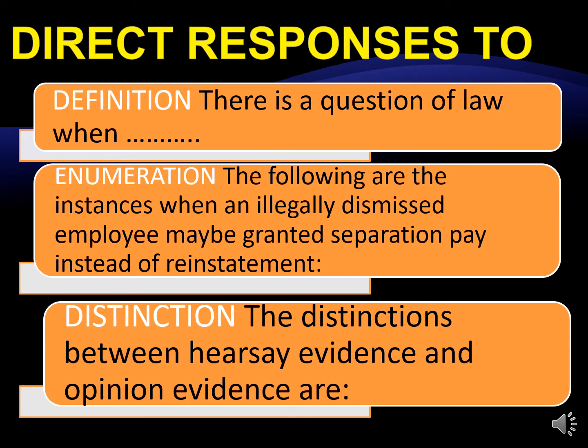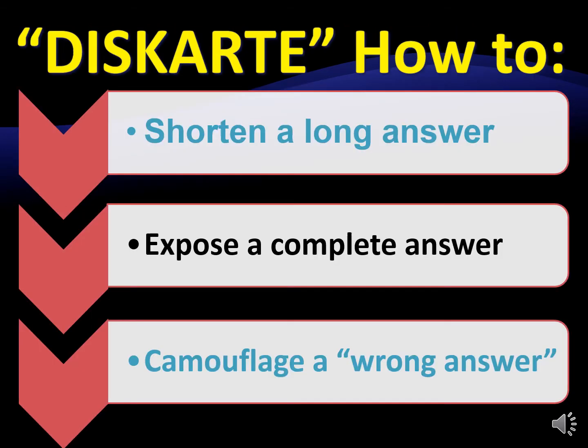What are direct responses to the different kinds of objective questions? For definition, your preparatory step should be, for example, there is a question of law when, and then state. For enumeration, the following are the instances when a legally dismissed employee may be granted separation pay instead of reinstatement. For distinction, the distinctions between hearsay evidence and opinion evidence are. So, you know the answer, but it's very long, and you're sure you could not write it down within the time limitation as shown by the weight. Therefore, you must learn and practice how to summarize.